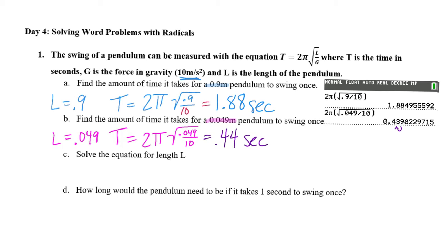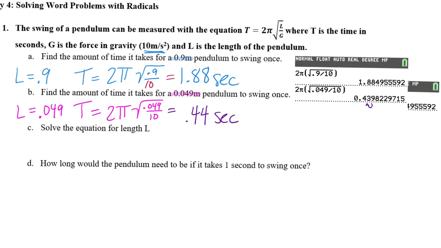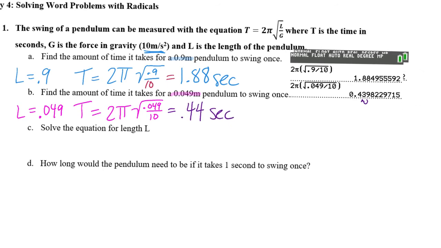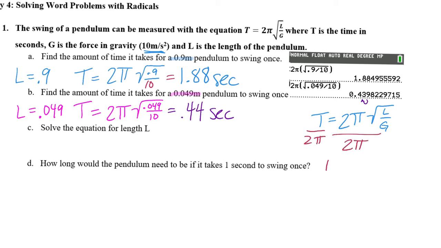All right, C says solve the equation for length L. So it wants us to get L by itself. So this is going to take a little bit more work. So I am going to move everything off to the side. Give myself a little bit more space here. So if we're trying to get L by itself, what we need to do first is get the radical by itself. So the 2 pi is multiplying by it in the front, so we're going to divide by that on both sides. So now we have T over 2 pi equals root L over G.